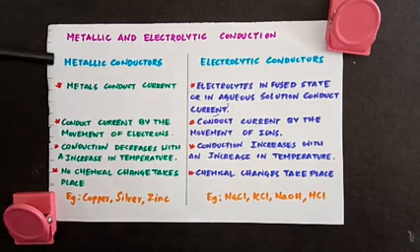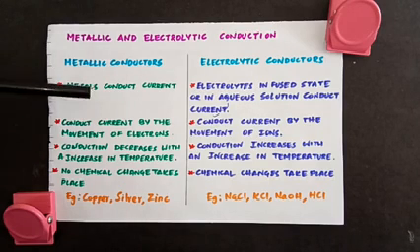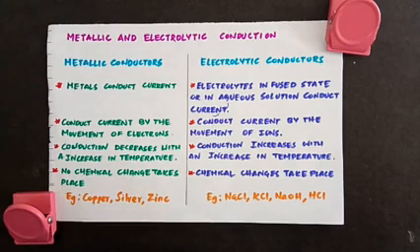See, metallic conductors are metals which can conduct electricity. They can conduct current, whereas electrolytic conductors are electrolytes in fused state or an aqueous solution of any compound. Say for example sodium chloride. If it is in fused state or an aqueous solution, it can conduct current. Then we call that aqueous solution or fused state of the substance as electrolytic conductor.